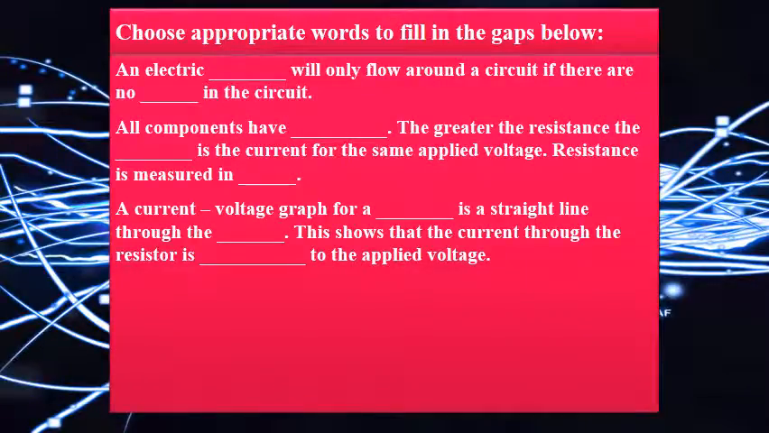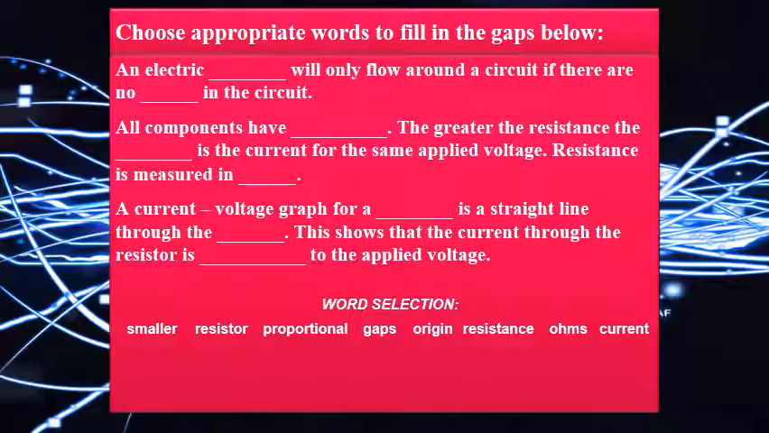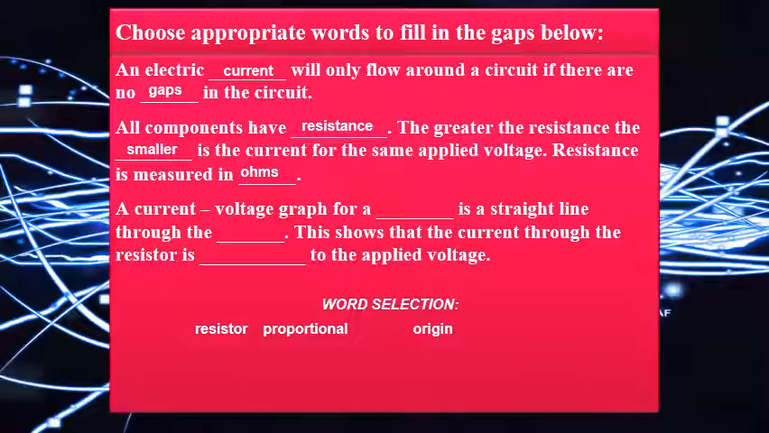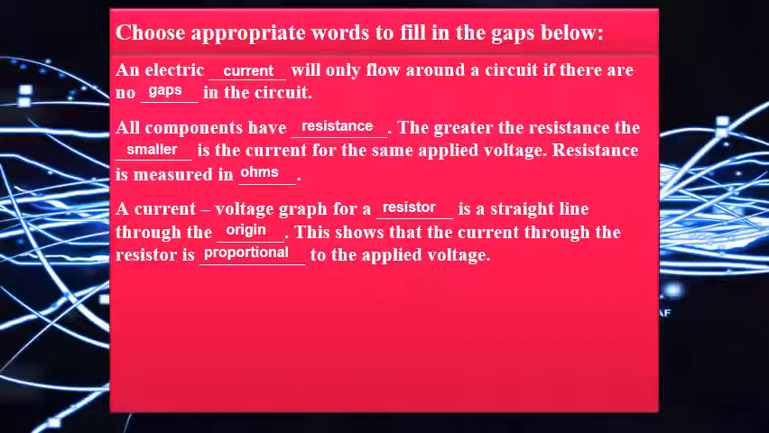So, let's give you some letters. Again, pause the video now and try and fill in the gaps, and then we'll go through it together. Okay, so an electric current will only flow around a circuit if there are no gaps in the circuit. All components have resistance. The greater the resistance, the smaller is the current for the same applied voltage. And resistance, of course, is measured in ohms. A current voltage graph for a resistor is a straight line graph through the origin. This shows that the current through the resistor is proportional to the applied voltage.